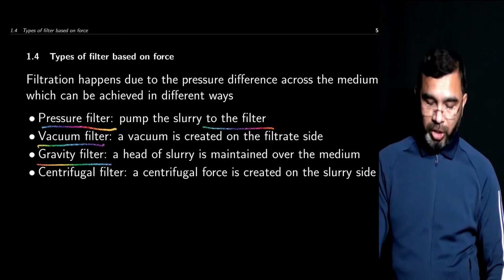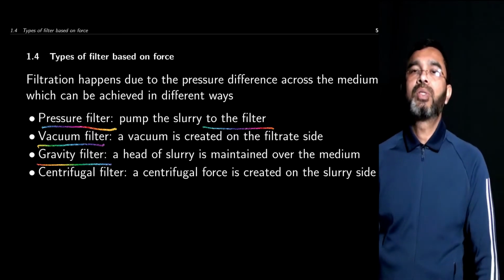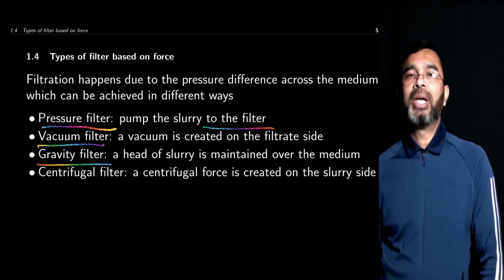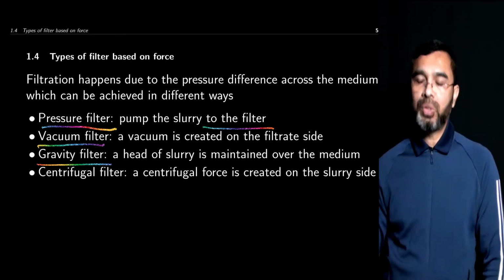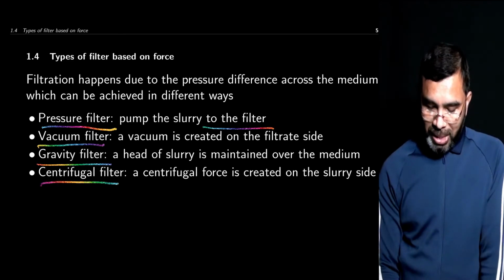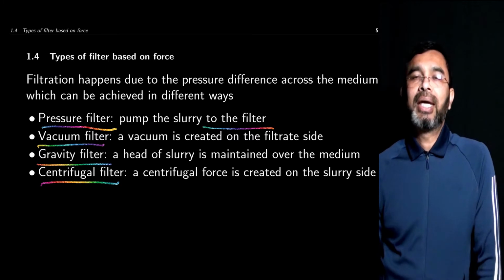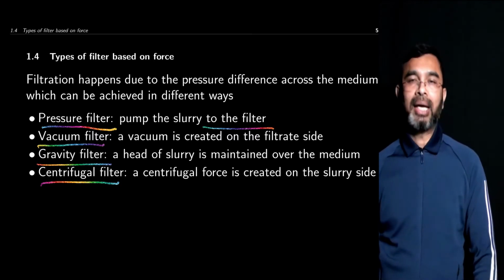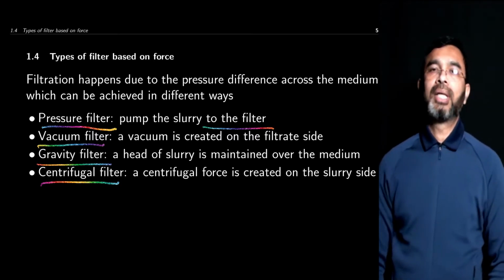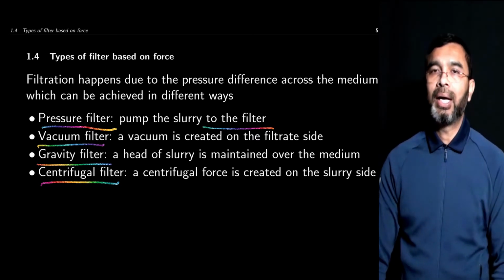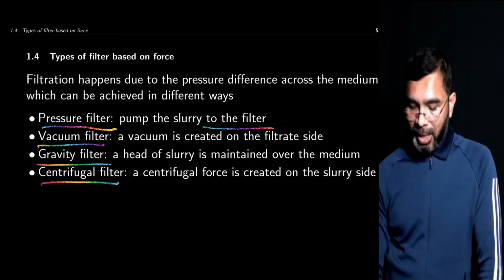You can use gravitational force again. A head of slurry is maintained on one side over the medium. That's how the fluid goes through the medium. And you can do the same by creating a centrifugal force. In that case, centrifugal force causes the fluid to go through the medium, and the solid is trapped on the surface.